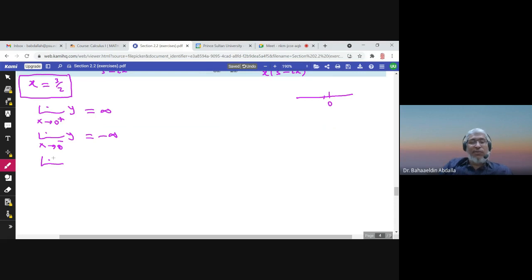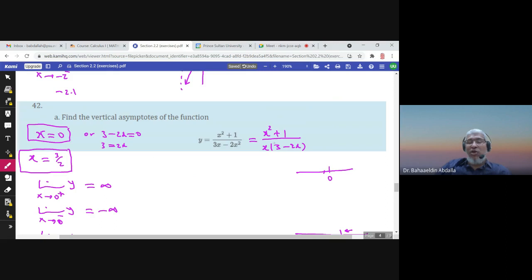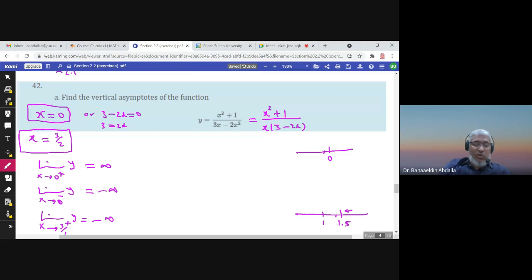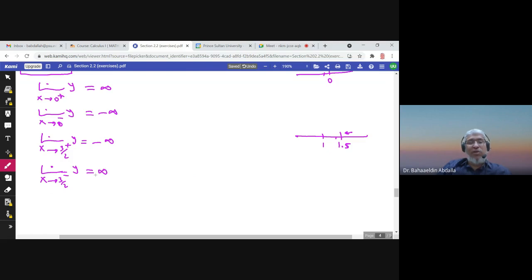For 3 over 2, let us approach 3 over 2 from the right. So this is 3 over 2, 1.5. If I'm approaching from the right, I'll use 1.6. The numerator is always positive, so just multiply 1.6 times 3 minus 2 times 1.6. The calculator says negative, so this is negative infinity. And when x approaches 3 over 2 from the left, this is 1, so I'll use 1.4. So multiply 1.4 times 3 minus 2 times 1.4. Calculator says positive, positive over positive, positive. So the limit is infinity.